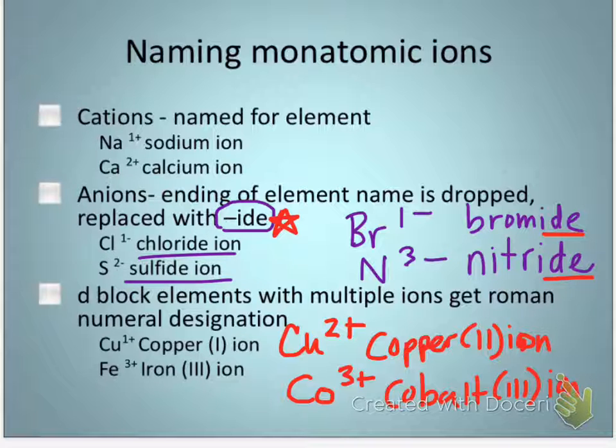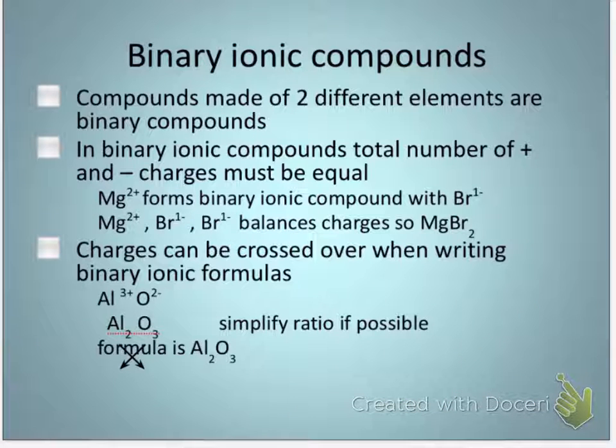Cobalt 3 ion. Okay, good. It's important that we know how to name monoatomic ions, because guess how we start to form the names of the compounds that they're in, using the names of the ions. So it's really important that we name the ions correctly, because that allows us to name the compounds correctly. Okay, so now we get to our first compounds.